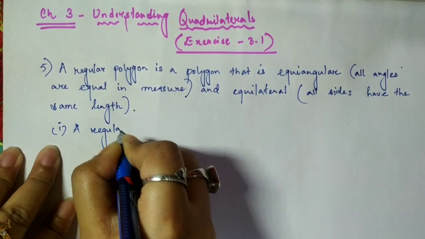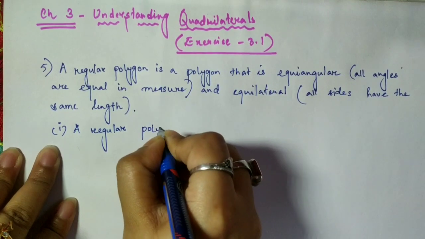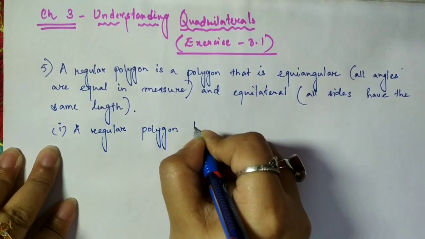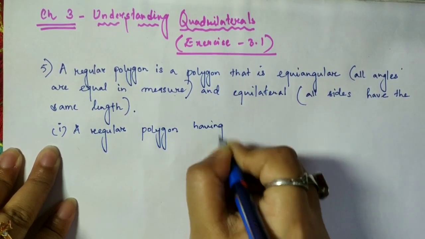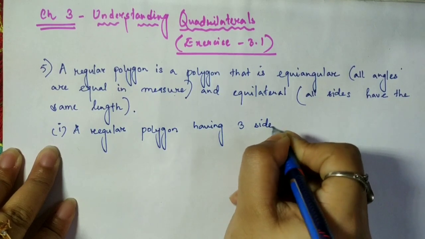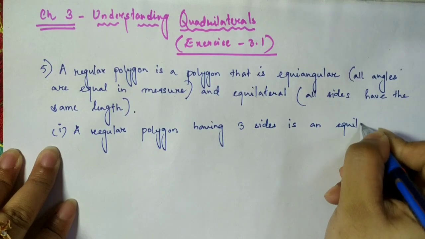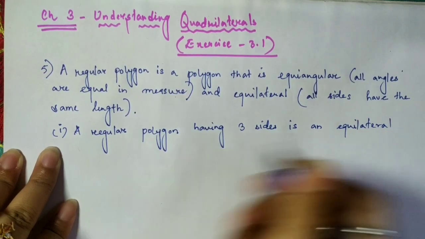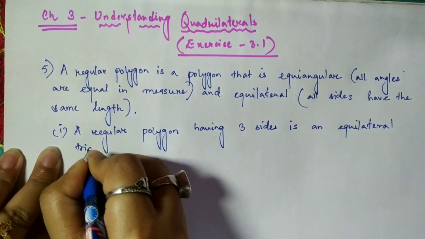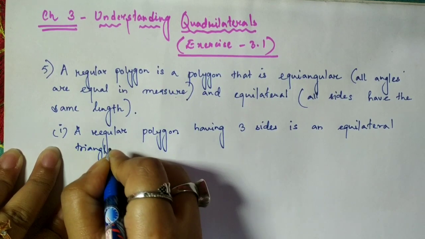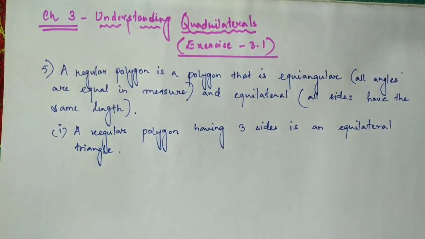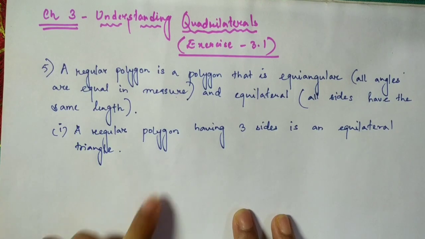A regular polygon having 3 sides, what is it? Is an equilateral triangle. See, normally if they ask you a polygon having 3 sides, that obviously will be a triangle. But there are different types of triangle, you know, scalene triangle, isosceles triangle. But the equilateral triangle is the one which has all sides and angles of equal measure. So that is the example.